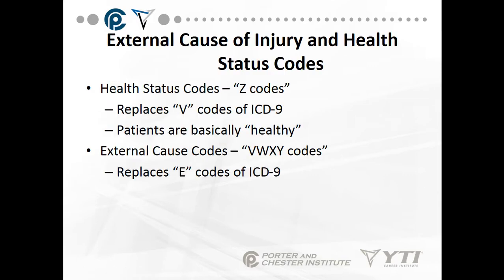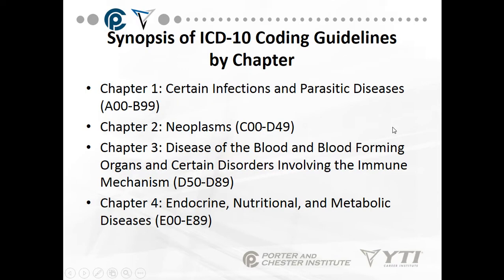Now, our health status codes are Z codes. So anything routine has a Z code. And this is where you're basically healthy. One of my favorite Z codes is Z00.0. This is for a routine physical with no other findings. All right. We have external cause codes, and these are the V, W, X, and Y codes. So if you broke your knee because you fell off your skateboard, then you're going to have a V, W, X, or Y code. And ignore the ICD-10, please, ICD-9, please.